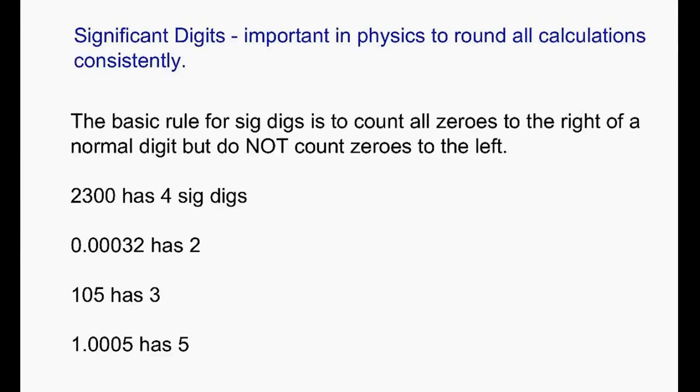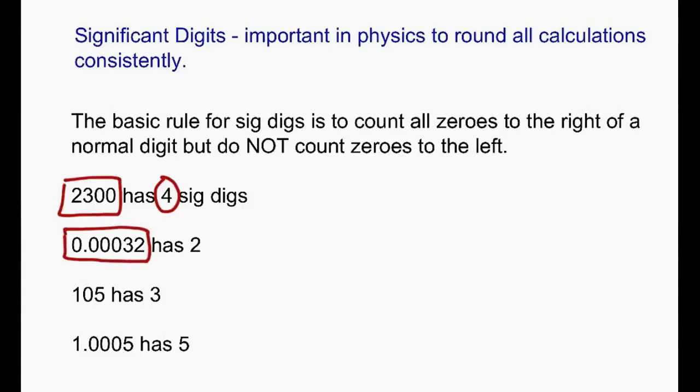So if there's zeros to the right of a normal number, we do count those. If the zeros are to the left, we ignore them. So for example, you can see with this first one, we have 2300 because they're to the right. All of those digits count. We have 4 sig digs. If you look at this next one, we have 0000 in the front. Because those are to the left, we don't count those. So we're only going to worry about the 2 regular digits, so we have 2 significant digits.